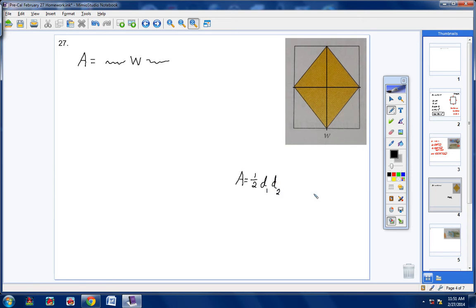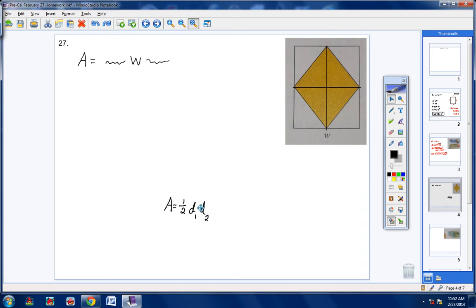Isn't that simple? So all you have to do is know the length of this line here and the length of this line here, and then you're able to find the formula. So there we have the exact way to find the area of a rhombus. But the problem is this: they want area here and W's here. We have area here and a D and a D. So somehow we've got to make substitutions for these D's right here. Okay?